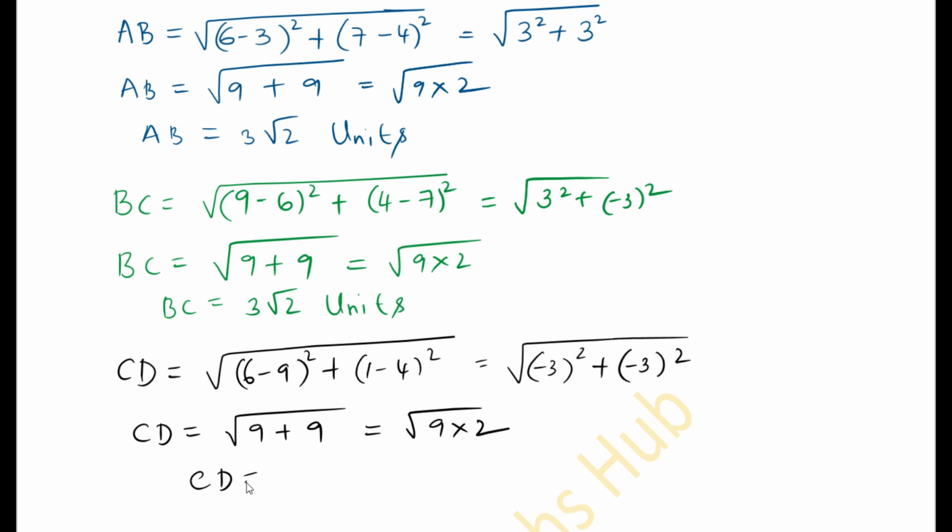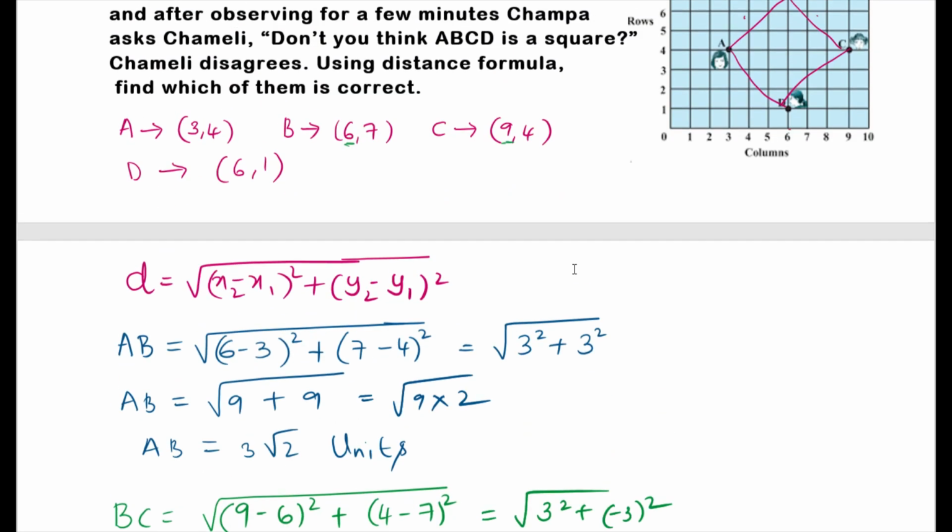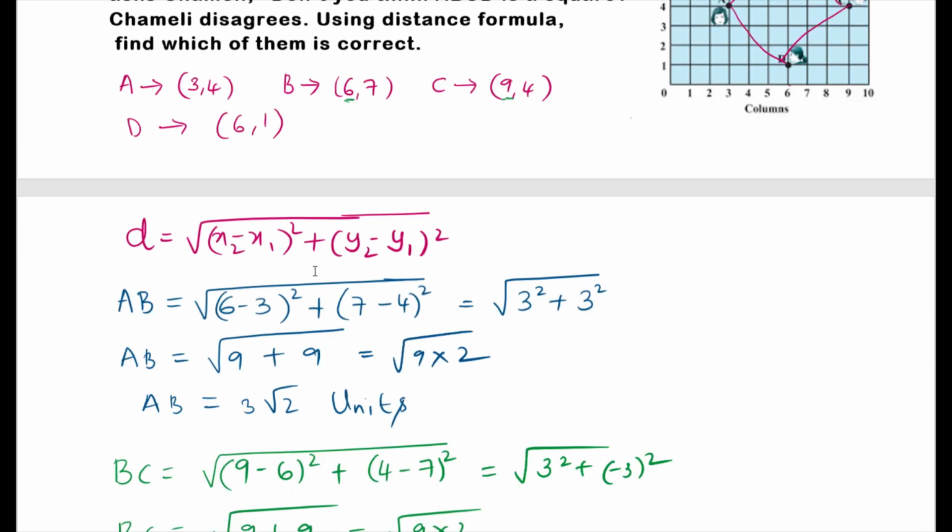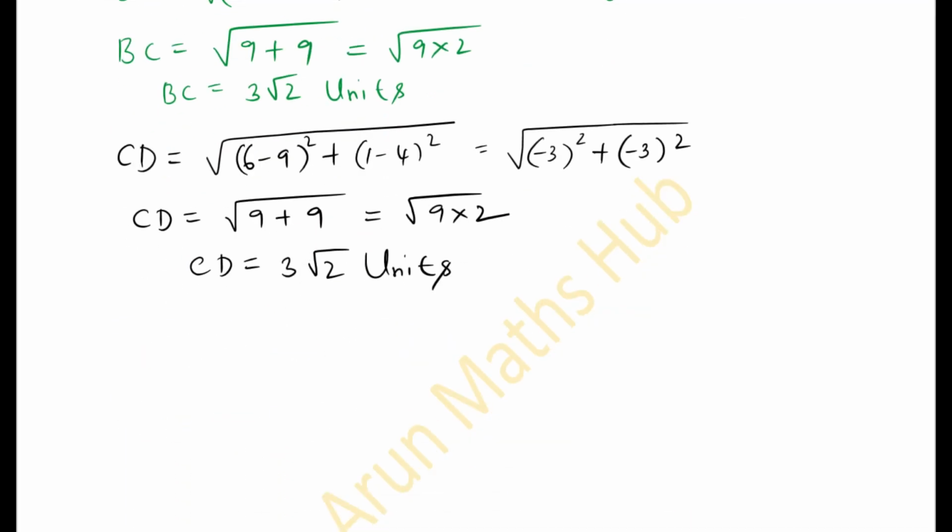Therefore CD equals, what is square root of 9? 3 root 2 as it is. We got CD as 3 root 2 units. Now what is the last side or the length we need to find out? AD. We need to find out AD.